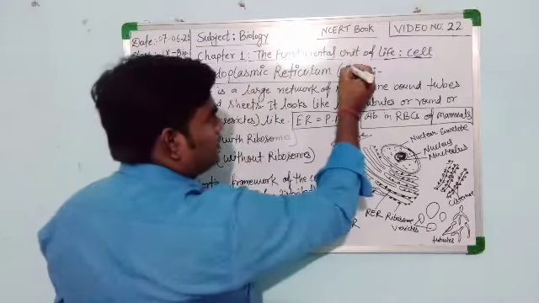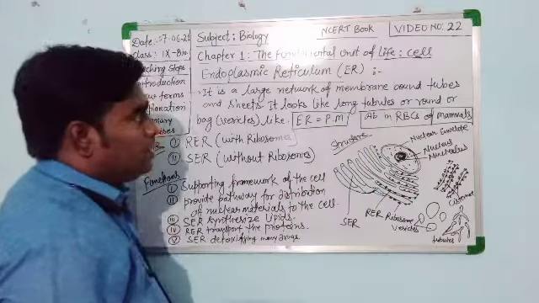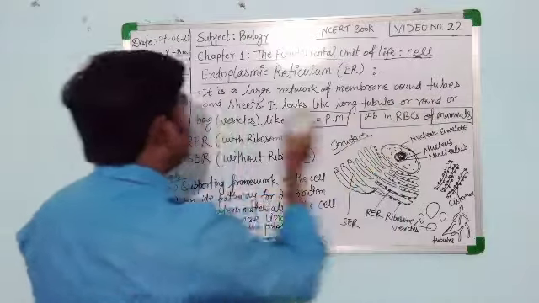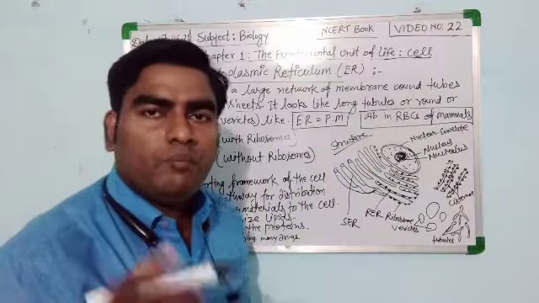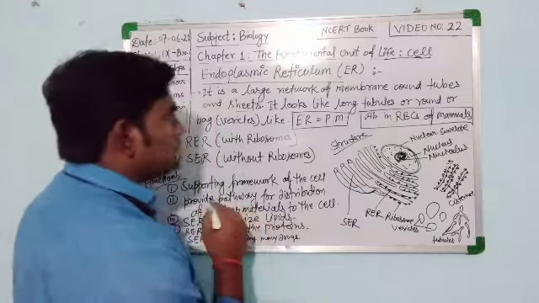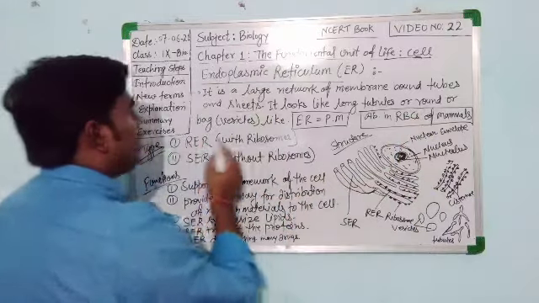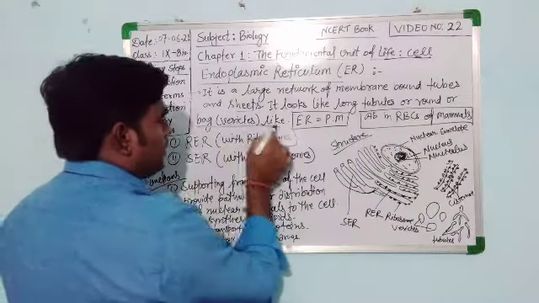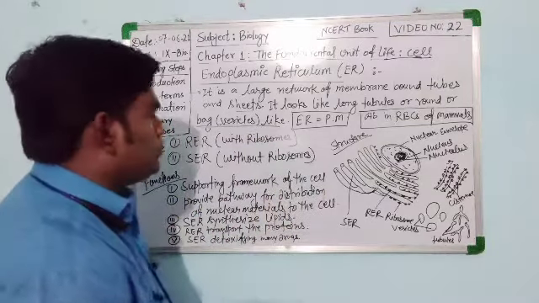Endoplasmic reticulum is also written as ER in short form. It is a large network of membrane bound tubes and sheets. It looks like long tubules, vesicles or bag-like, or rounded structures.